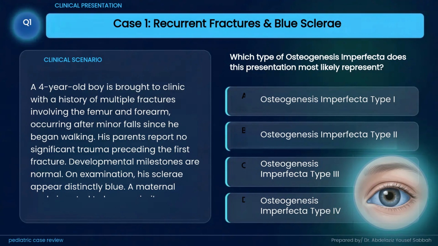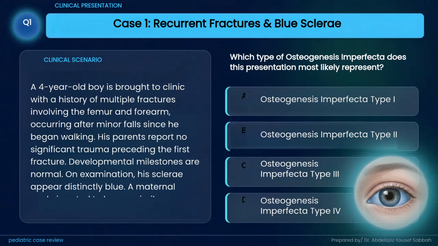A 4-year-old boy is brought to clinic with a history of multiple fractures involving the femur and forearm, occurring after minor falls since he began walking. His parents report no significant trauma preceding the first fracture. Developmental milestones are normal. On examination, his sclerae appear distinctly blue. A maternal uncle is noted to have a similar eye finding. Which type of osteogenesis imperfecta does this presentation most likely represent?